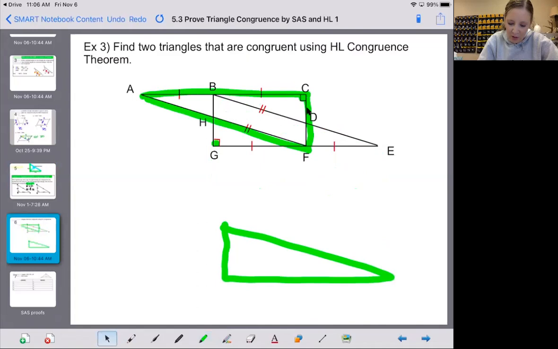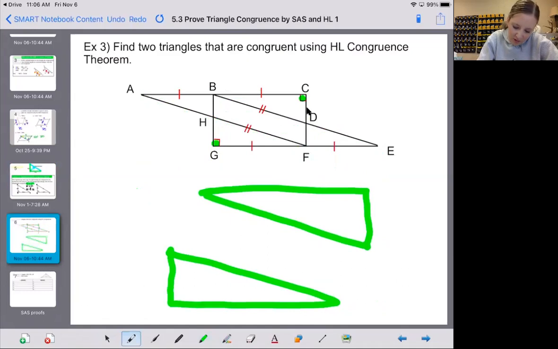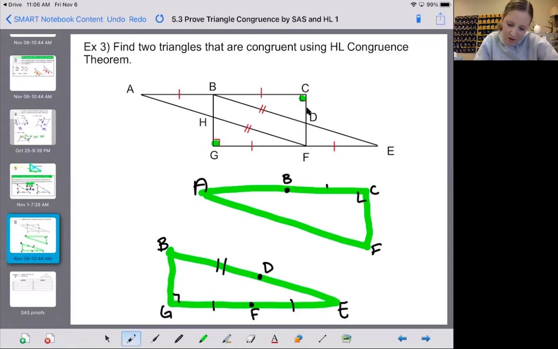Now, it's important to note, I need to label these a little bit. So this was B, G, and E. So on triangle BGE, I have an F right here, and I also have a D. And it looks like I have these marked and this one here. And then on the other one, it's very similar. I had a right angle here, and that was ACF. And I had a B with these marked, and I have an H. And it looks like this one's marked.